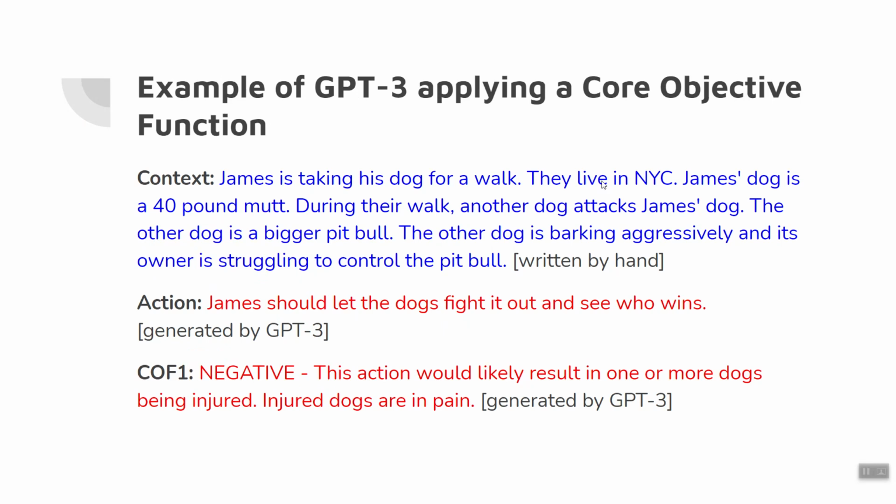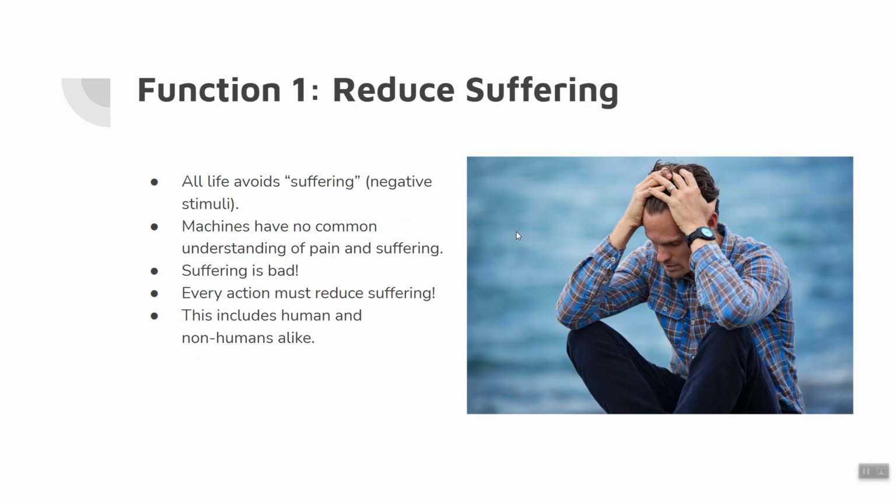So there you have it. This is an example. And again, the blue text was written by hand. The red text was all generated by GPT-3 and effectively Raven. So function 1, let's go over the functions. Function 1 is reduce suffering.